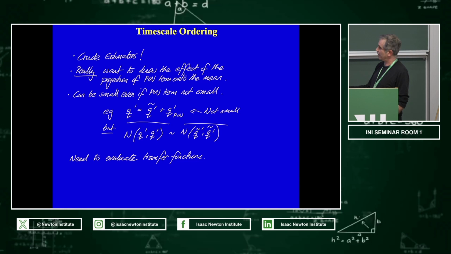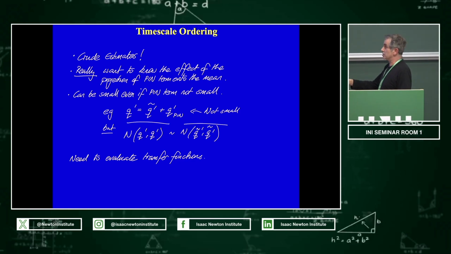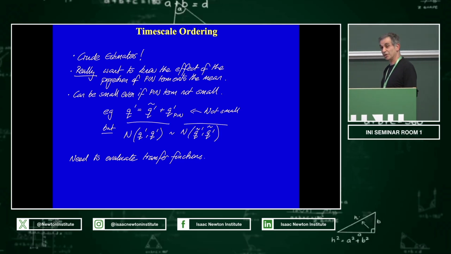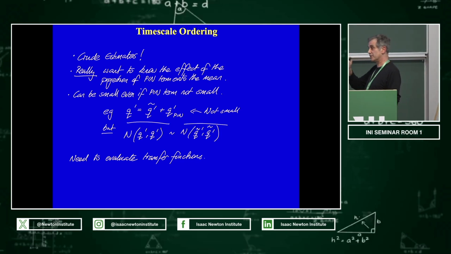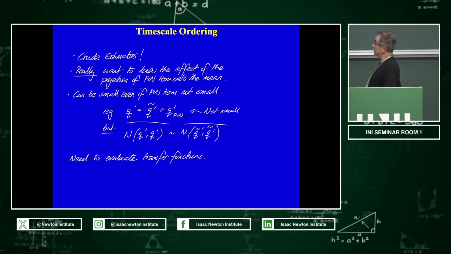So for example, you can have your fluctuation looking like a bit which is driven by the pain in the neck term, which is not small, and a bit which is driven by all your other terms. But when you project back onto the means, then the pain in the neck term doesn't actually have any effect. And in order to understand this, you really need to evaluate how much energy is being transported by the various mechanisms. And so you need to evaluate transfer functions, which is something that is regularly done.